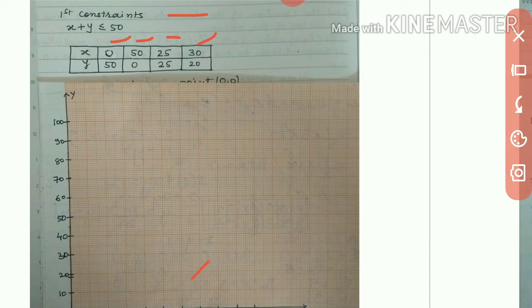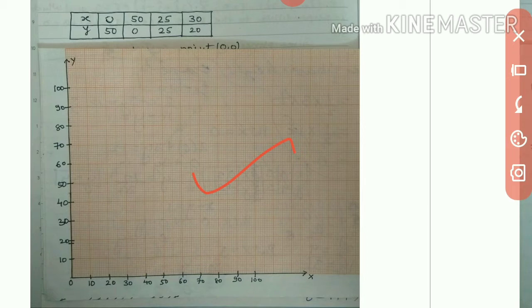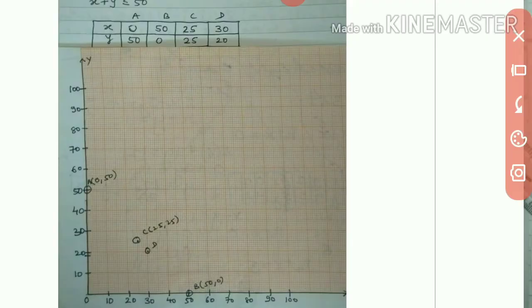Now for these you will prepare a graph. You will take 1 centimeter equal to 10 units, and on the x axis and y axis you will mark the points. Look here, 0, 50 is the point A, 50, 0 is the point B, 25, 25 is the point C, and 30, 20 is the point D. So these points you have to mark on the graph.